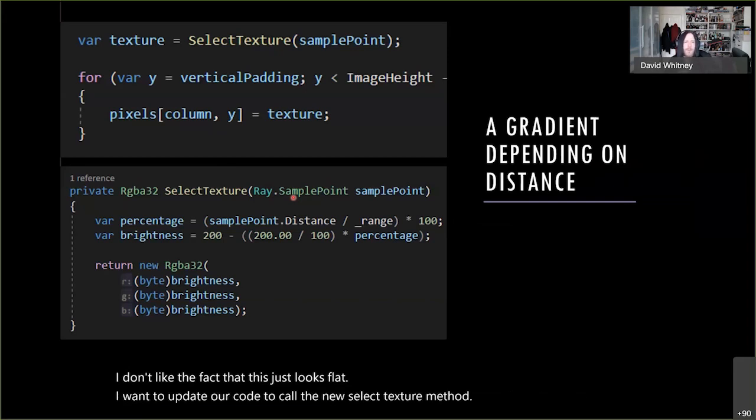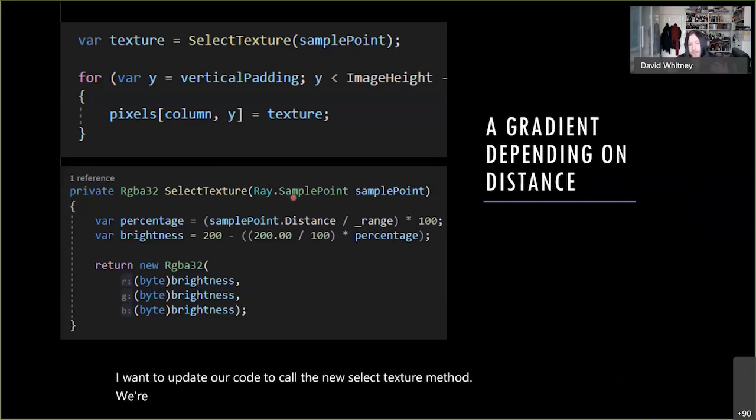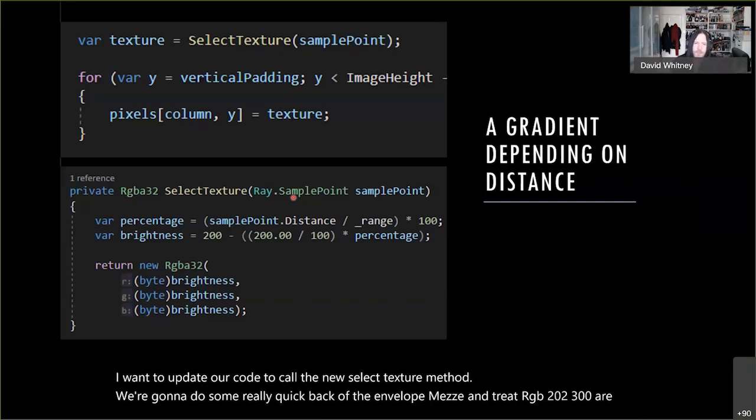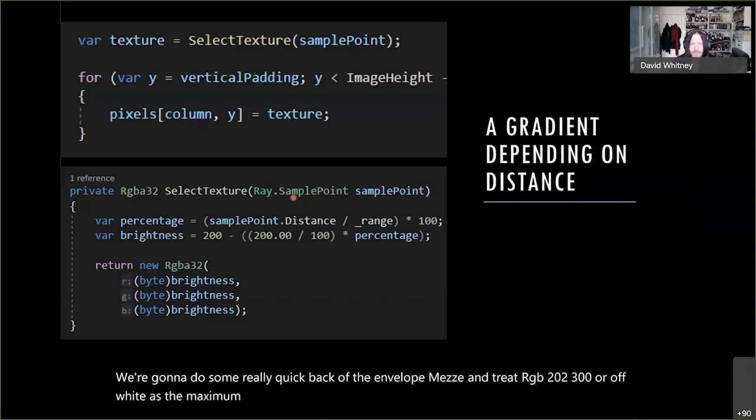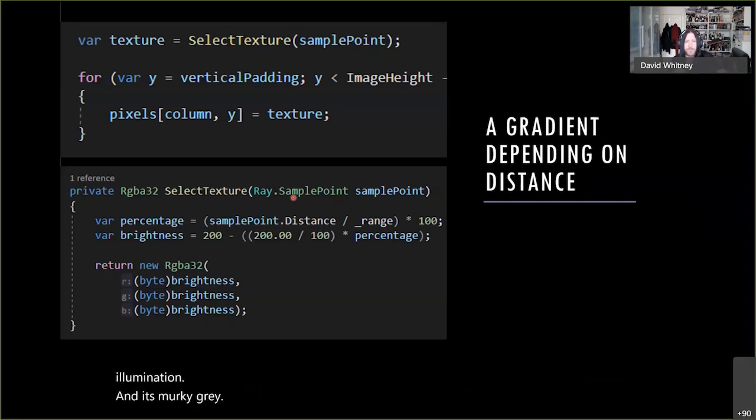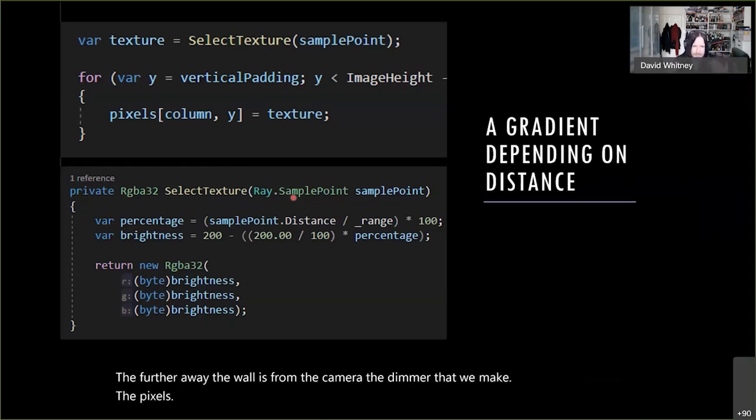So we're going to do some really quick back of the envelope maths here and treat RGB 200, 200, 200, our off-white, as the maximum brightness that we can render. I'm basically inventing global illumination. And it's murky grey. The further away the wall is from the camera, the dimmer that we make the pixels. And what this does is it kind of simulates fading off into the distance.